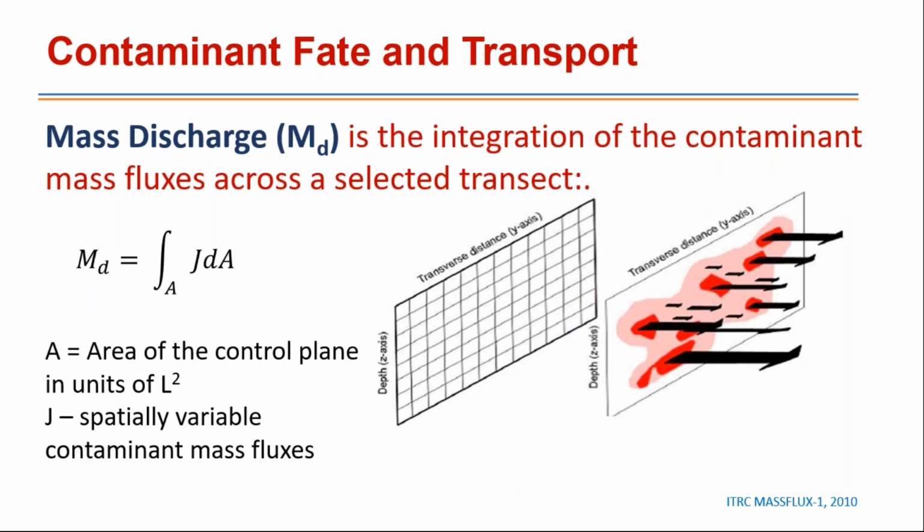Now, mass discharge is just the integration of the contaminant mass fluxes across the selected transect. You don't have to worry about the scary integration sign. We can do it a variety of ways, but really it's looking at what's going on over the whole area. Look at this picture, I think we've seen it before. That's our mass flux document. If you want to find out more about this, see the mass flux document. Again, you're seeing certain areas where the highest flux is occurring, other areas which are more storage, not really transport areas. But it's the area of the control plane, with units of L squared. So you look at what's happening over the whole area.